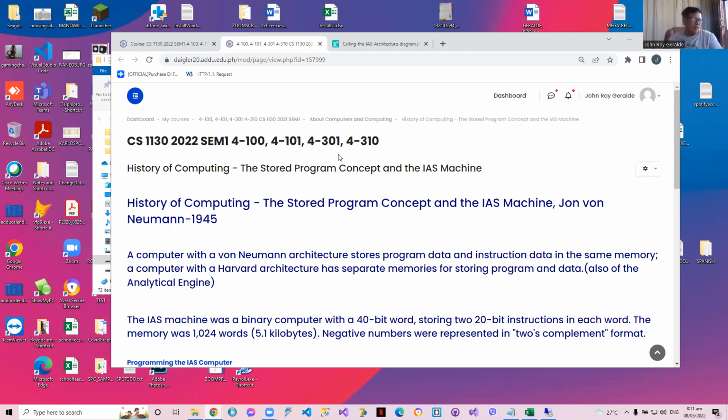Because what's the invention of John von Neumann? Anyone? It's called the stored program concept, which is built into the IAS machine. Why is it called IAS? Anyone? It's short for Institute for Advanced Study. It's a department in Princeton University.